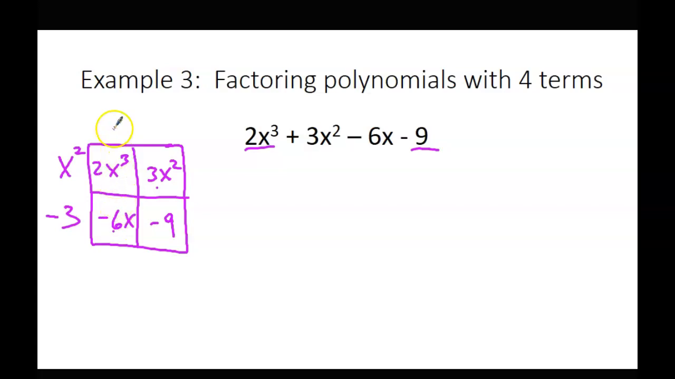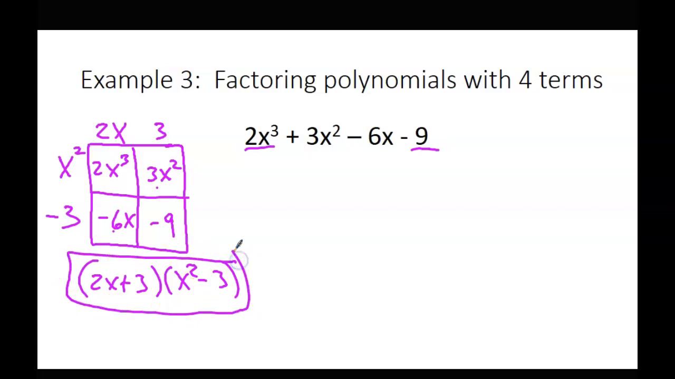What about going upwards here? They can both be divided by 2 and by x. Good. What about here? 3. I'm not going to take a negative out this time because the leading one didn't have a negative on it. Okay? No guessing and checking on that. That works.